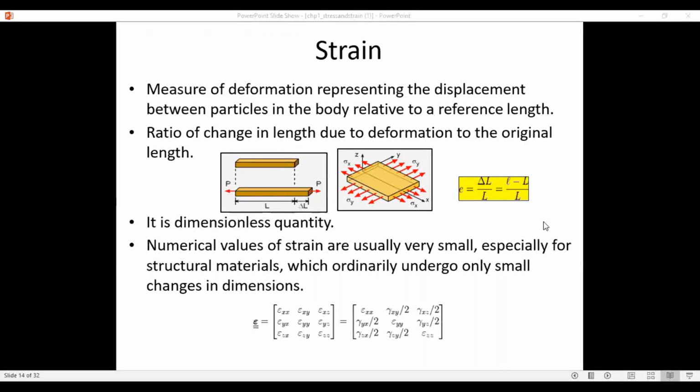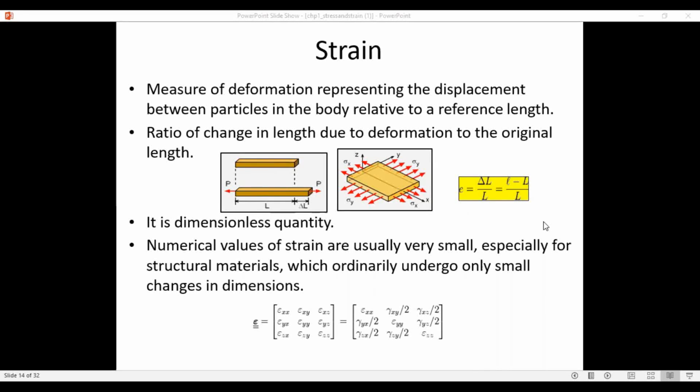In part two, we're going to see about the strain. What is strain? Strain is a measure of a deformation representing the displacement between the particles in the body relative to a reference length. It is the ratio of the change in the length due to the deformation to the original length. It's basically the change of the length. It is a dimensionless quantity.